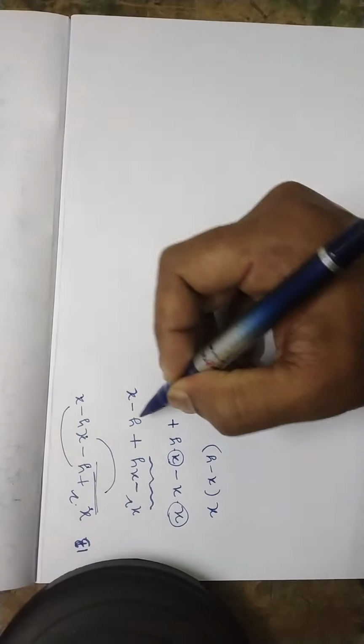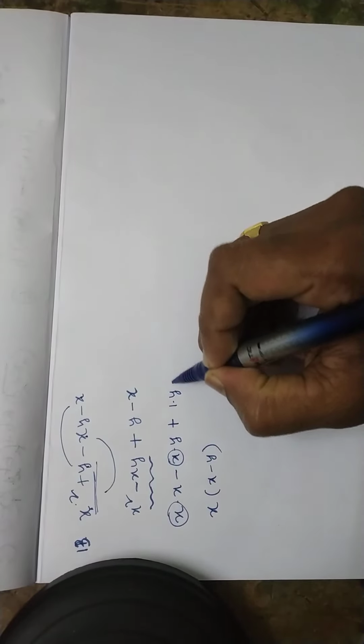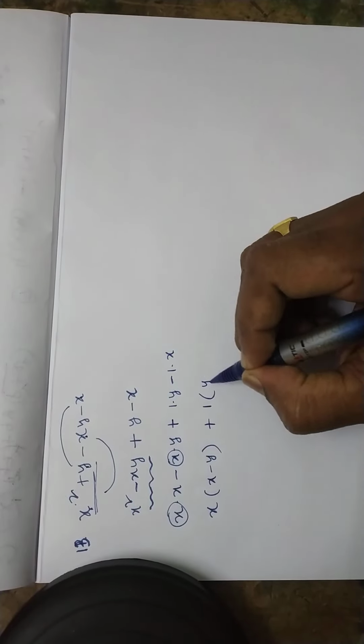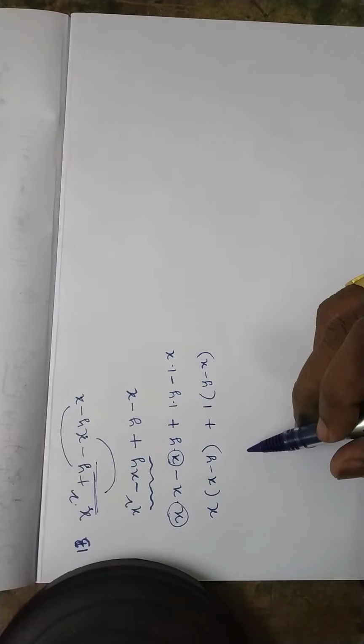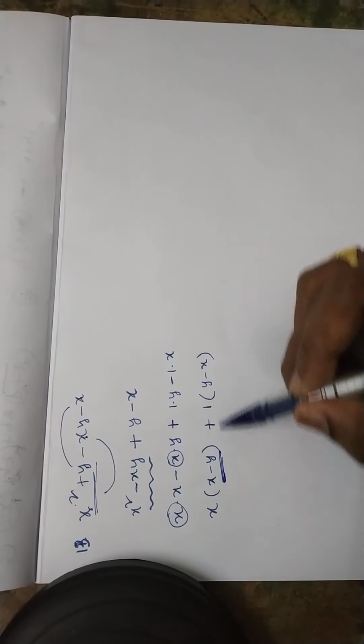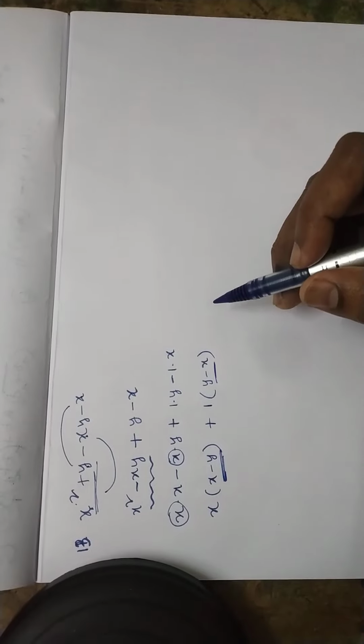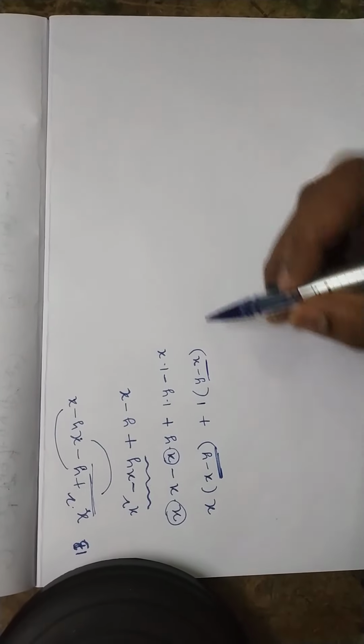Next here, nothing is common. 1 into y minus 1 into x. As you take 1 as a common factor, you will get y minus x. Oh, again a bad situation. Here x minus y, here y minus x, both are not equal. So then you have to go ahead for regrouping.